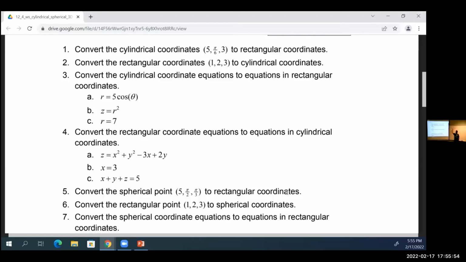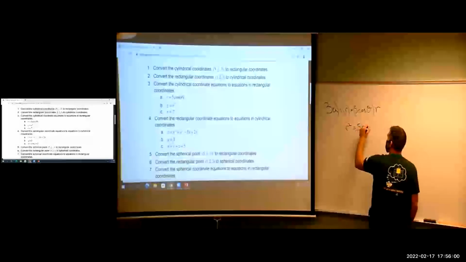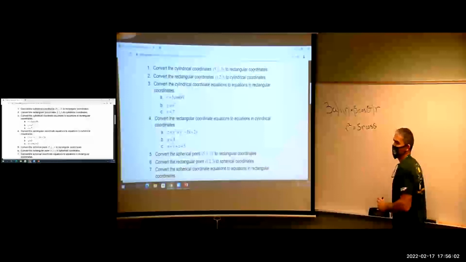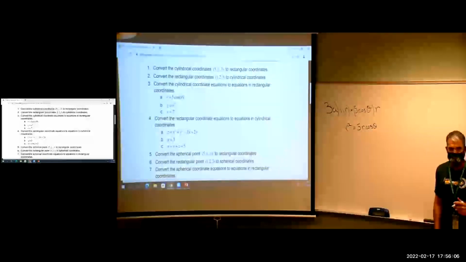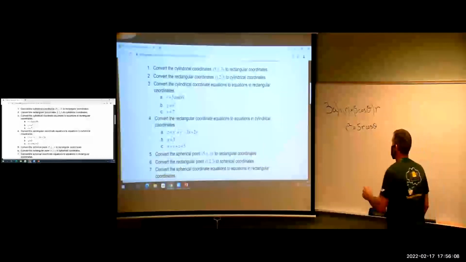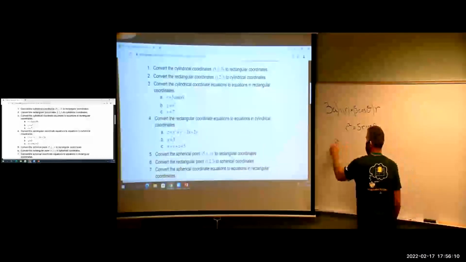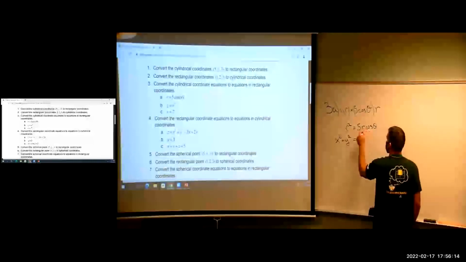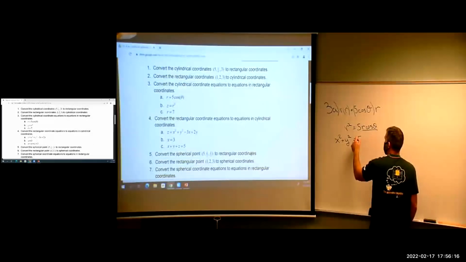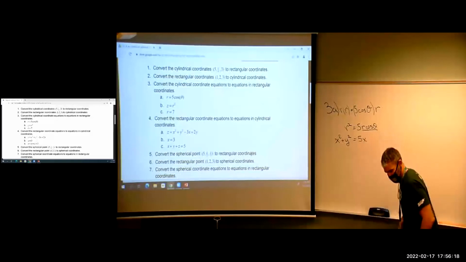multiply both sides by an r. So this becomes r squared equals 5r cosine theta. Now the substitutions are much more obvious. r squared is equal to x squared plus y squared because we're going to rectangular. r cosine theta is x, so that equals 5x.